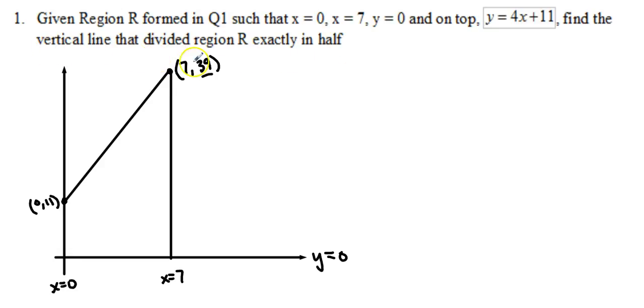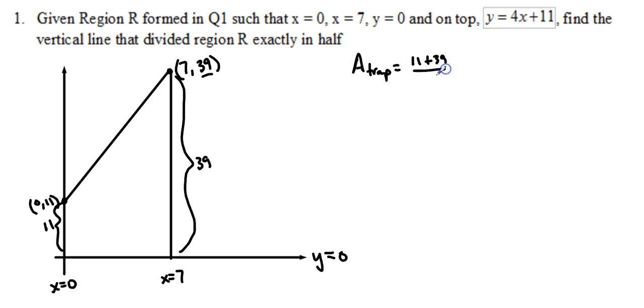One thing that we can do right off the bat without really looking at this second part is we know this is a trapezoid, and so we can find the area of that trapezoid. The area of the whole trapezoid is equal to the average of the bases. The first base has a height of 11. The second base has a height of 39. So we want to find the average of those two bases, 11 plus 39 over 2.